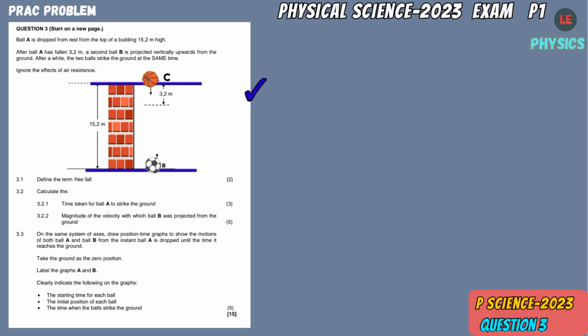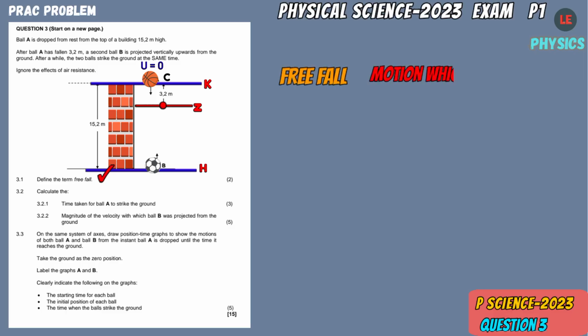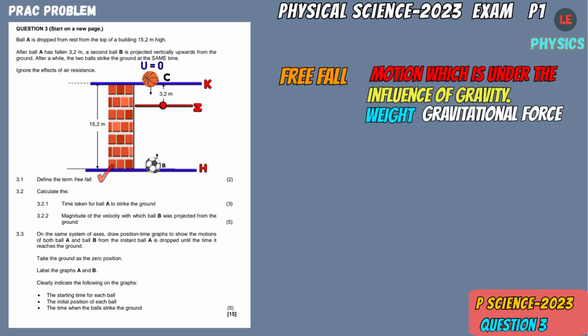And we were told that after ball C has fallen 3.2 meters, ball B was projected, and they fell at the same time on the ground. Take note the balls were initially at rest, meaning that initial velocity will be 0. The first instruction is to define free fall. Free fall is the motion that is under influence of gravity, weight, or gravitational force.